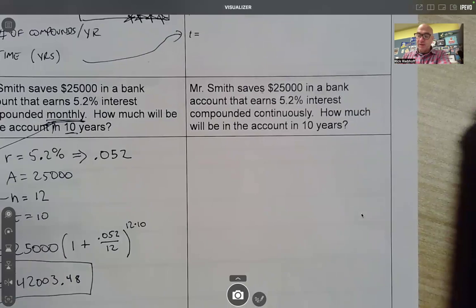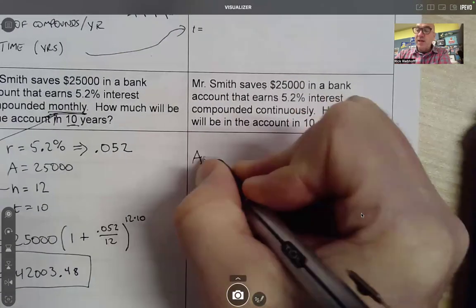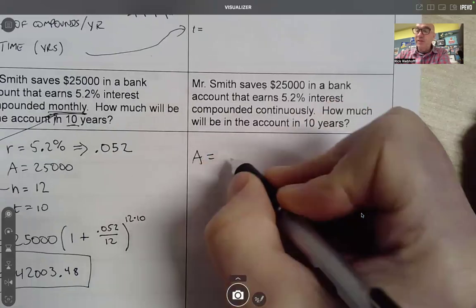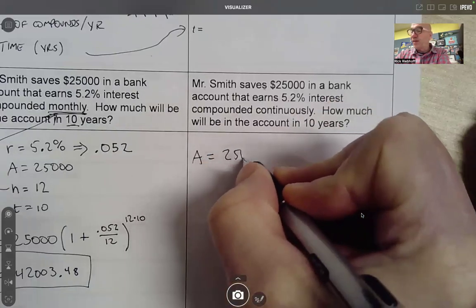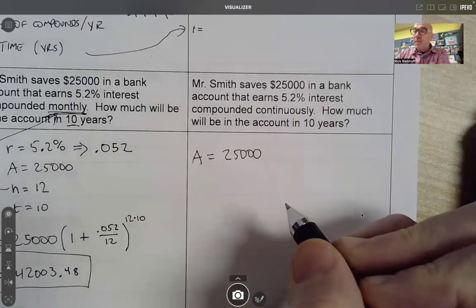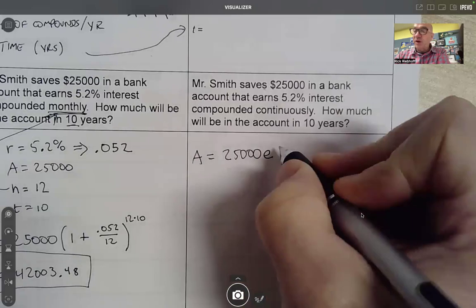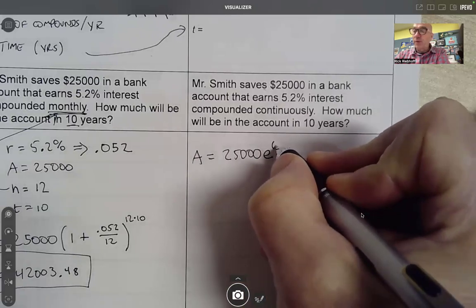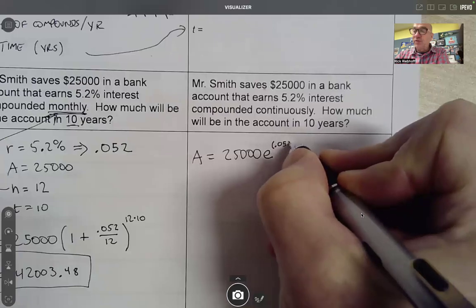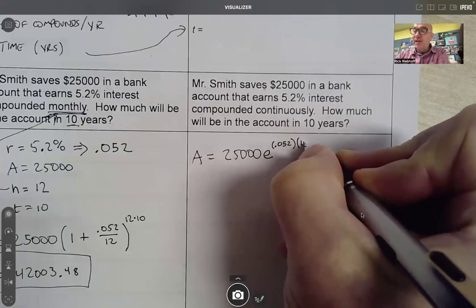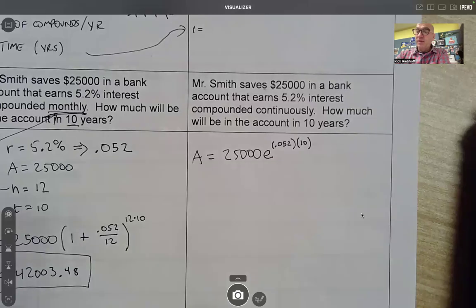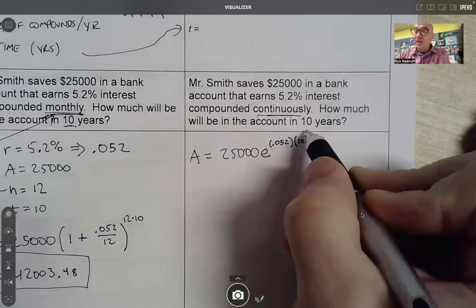Let's do the other one here. I think I've got just enough time. Perfect. All right. So this one is A equals P times E to the RT. So my P is 25,000, right? I'm going to multiply it by E. And then we're going to raise that to the R times T. So to the 0.052, and then T is 10 years. Okay, so continuous compound, 10 years.